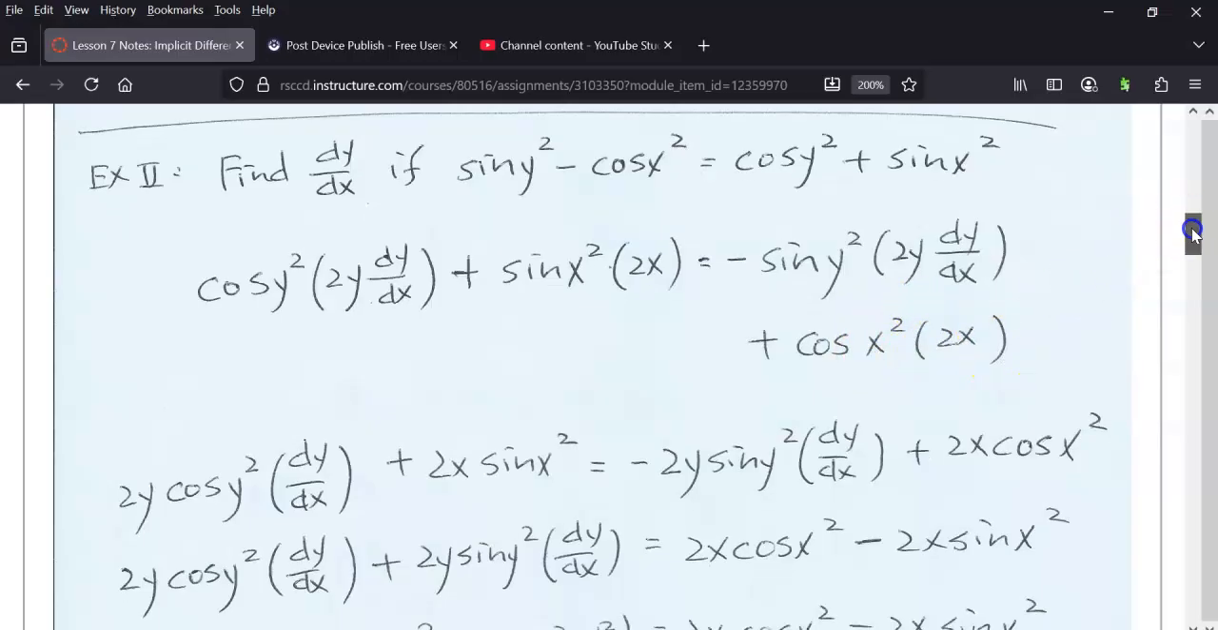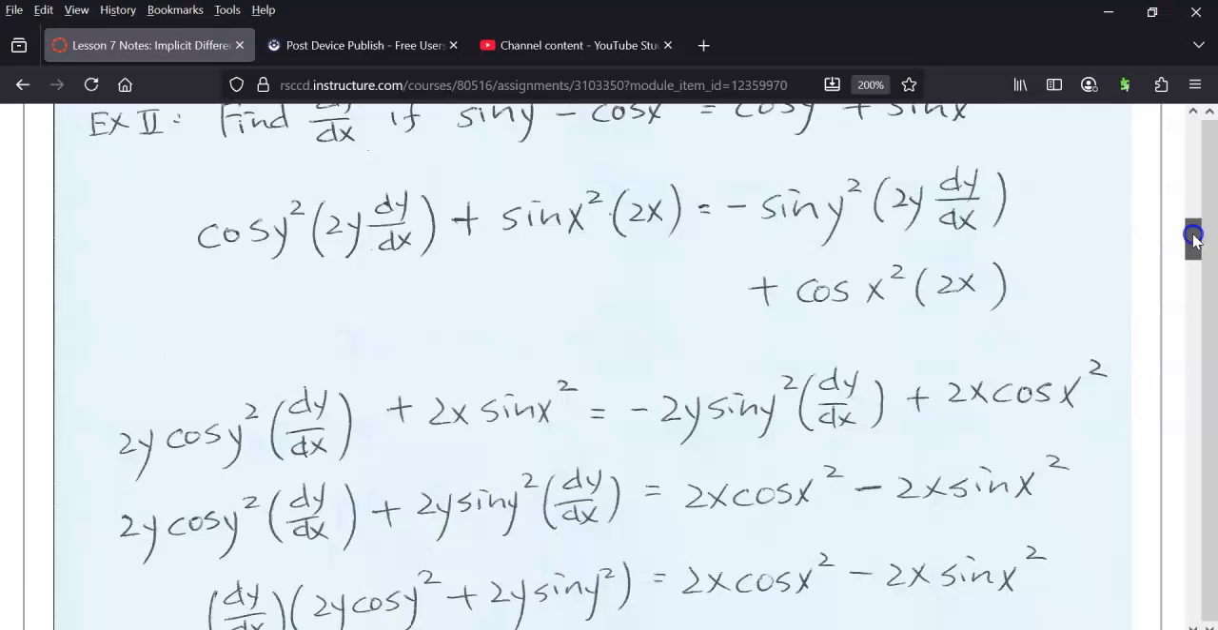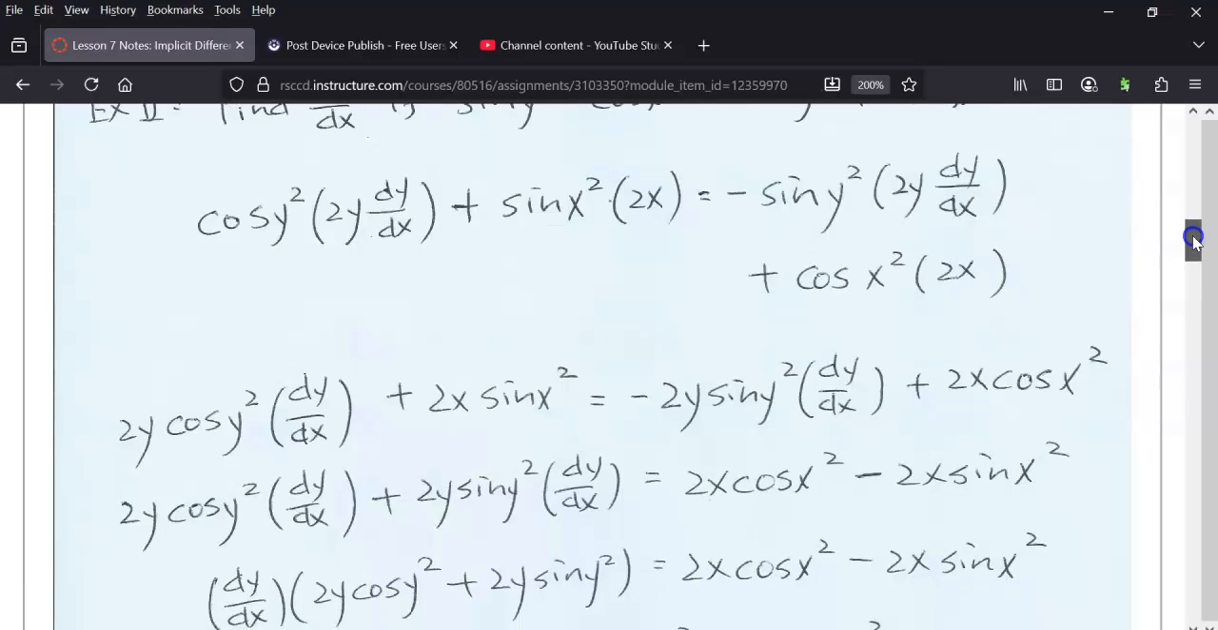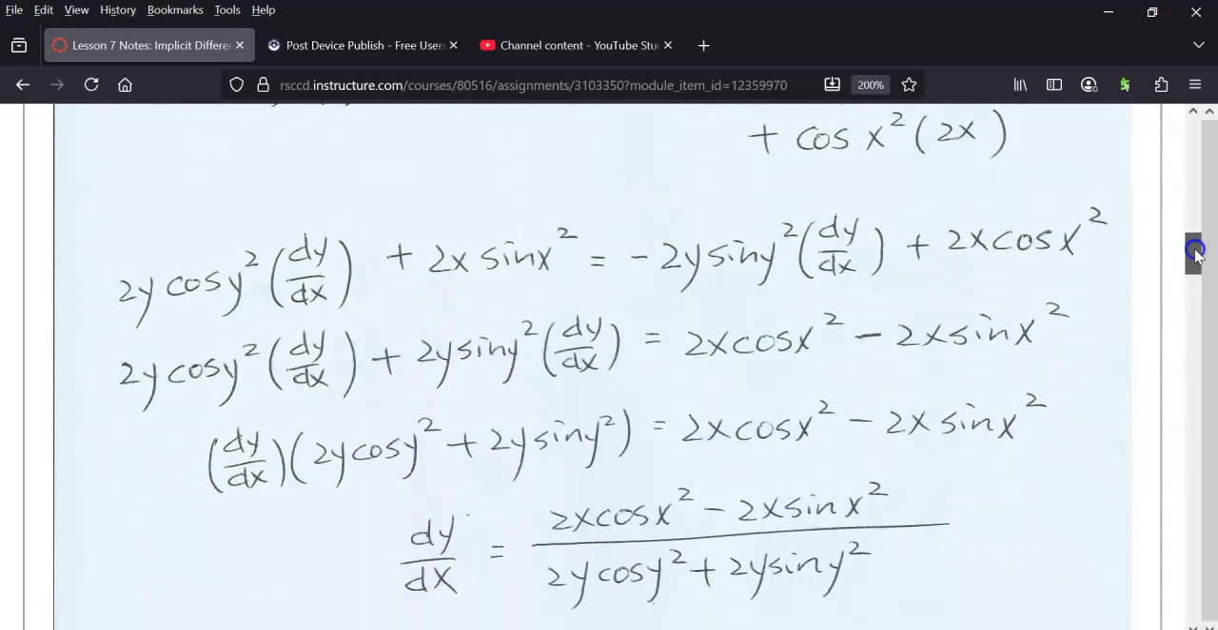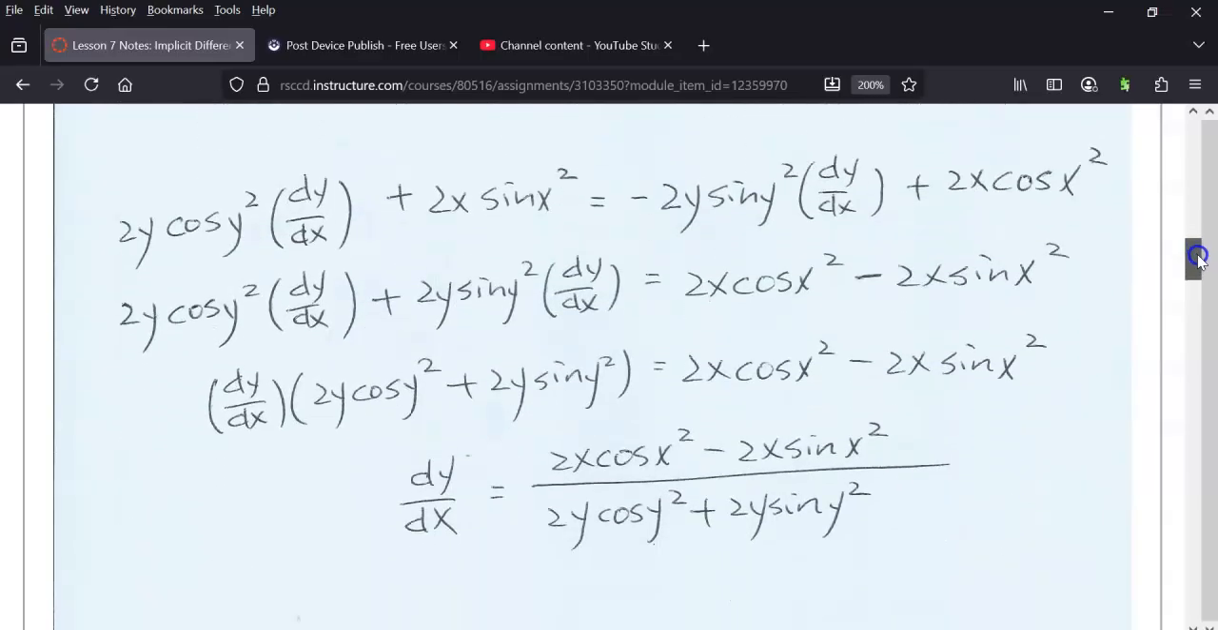Now that you're done with calculus, the rest of it is really just algebra and how to simplify it. Combine like terms and so on. So this is what we have. The first thing you want to do is put dy/dx on the same side. You can put everything else on the other side, because by doing so, we can factor out dy/dx on the left-hand side of the equation. When you divide on both sides, we can solve for dy/dx.